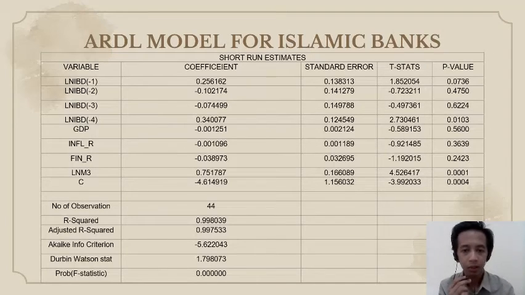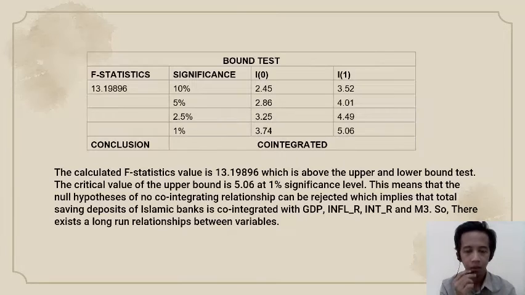The adjusted R-squared value is 0.997533, which means that 99.75% of the variation is due to independent variables. Furthermore, the value of probability F statistic is 0, less than 0.05, which means the combined effect is significant and considerable to prove the model is fit.